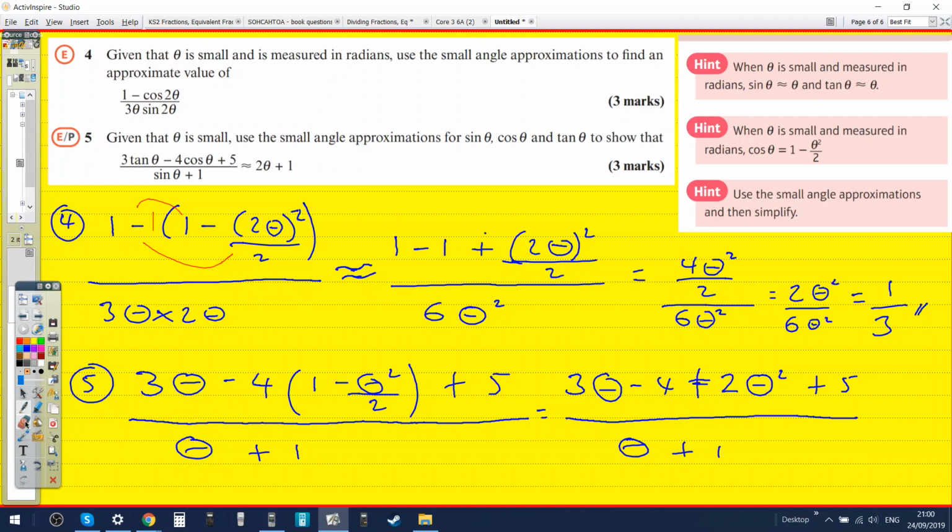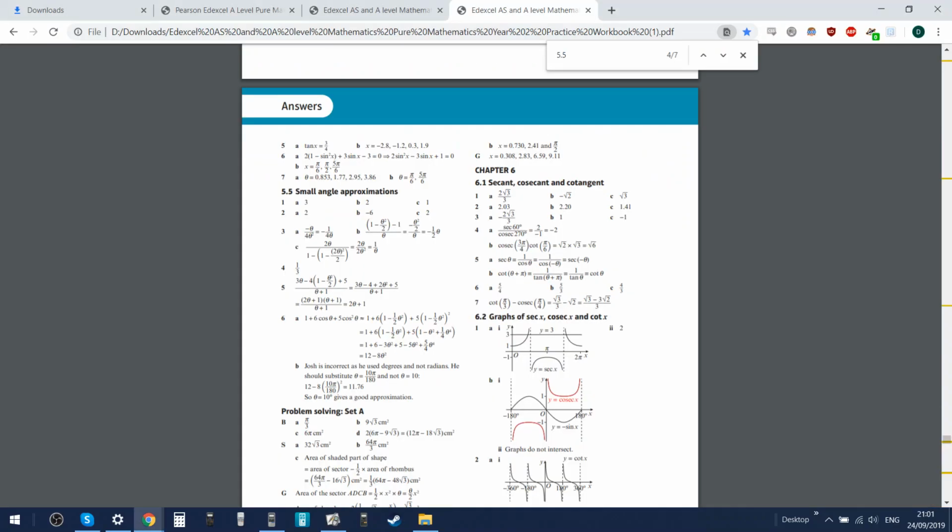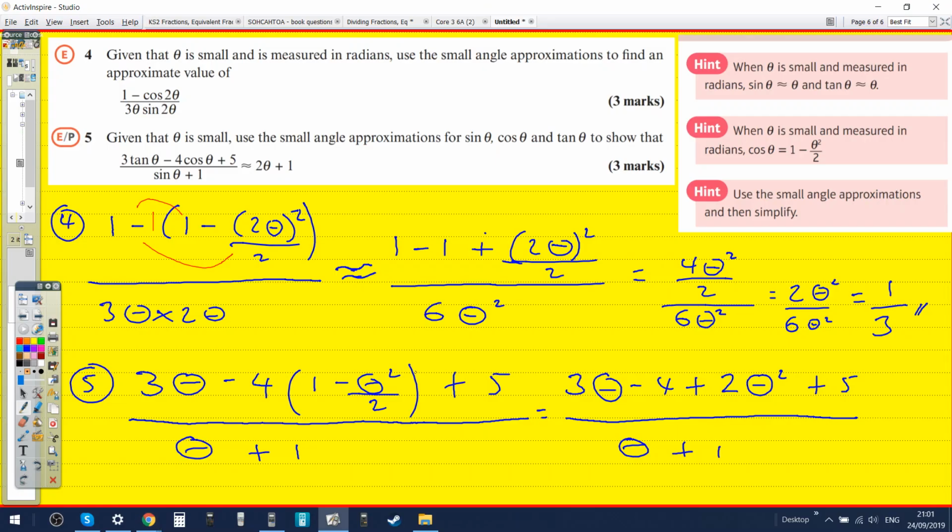Why didn't you square the 4? Because it's not 4 squared. It's theta squared. Oh, yeah. So up here it was 2 theta, whereas it's just 1 theta. So then that's 3 theta minus 4 plus 2 theta squared plus 5 over theta plus 1. Then you just simplify all of that: 2 theta squared plus 3 theta plus 1 over theta plus 1.